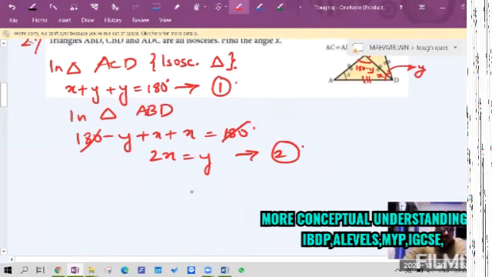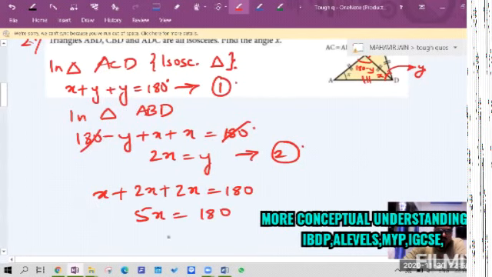So get everything in terms of x. So you have x plus y is 2x, right? So 2x plus 2x is 180. So that gives you 5x equal to 180. x is equal to 180 by 5. So that is 5 3s are 15 and 30 by 6 are 36 degrees, right? So that is the way you find out x in the easiest possible manner. I hope that's clearly understood, right?